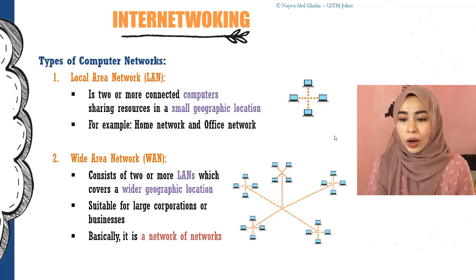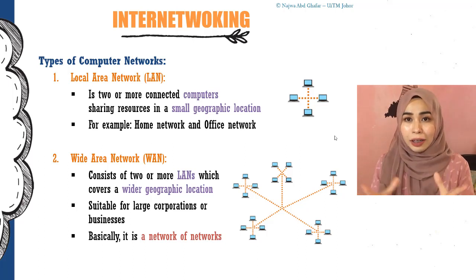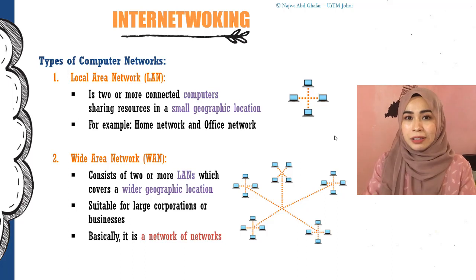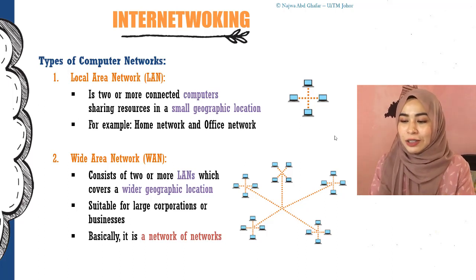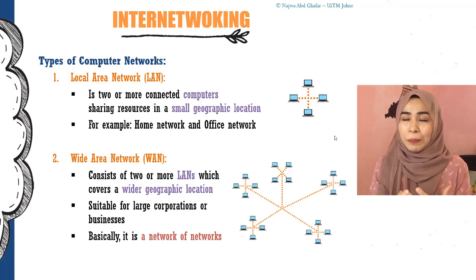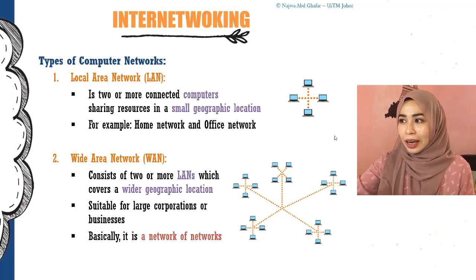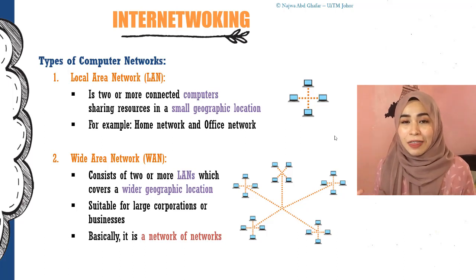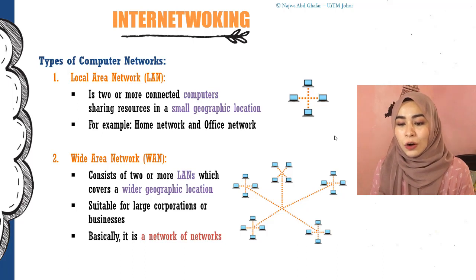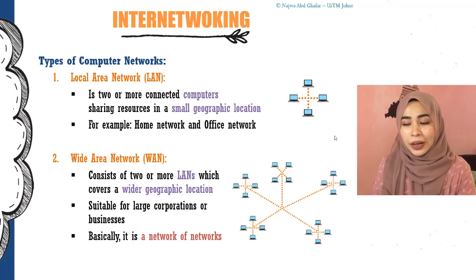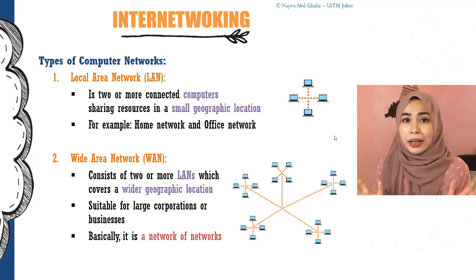On the other hand, a wide area network, which is WAN, consists of two or more LANs covering a wider geographic location. When you have a LAN, you have all these different computers connected within that one small network. When you have a WAN, you have all these different LANs, each with computers connected together. When all these LANs are connected together, they are known as a WAN. For example, UITM can have its own WAN, whereby I have a LAN in Segamat, and a LAN in Shah Alam, and a LAN in, I don't know, wherever. When they are connected together through this wide coverage of area, it is known as a WAN. This is suitable for large corporations or businesses. Basically, it is a network of networks. You have all these different networks connected inside one big network known as a WAN.